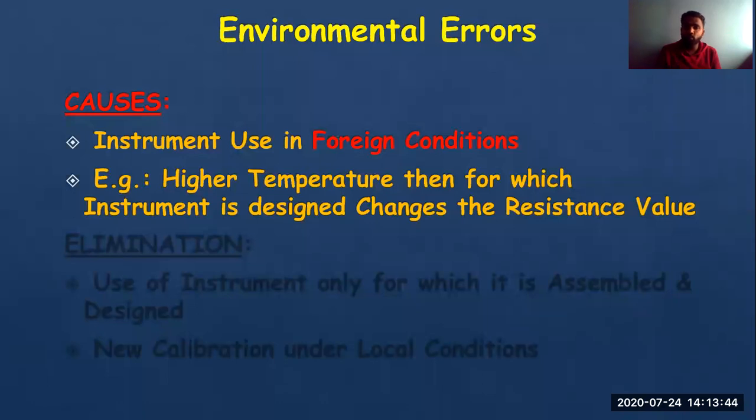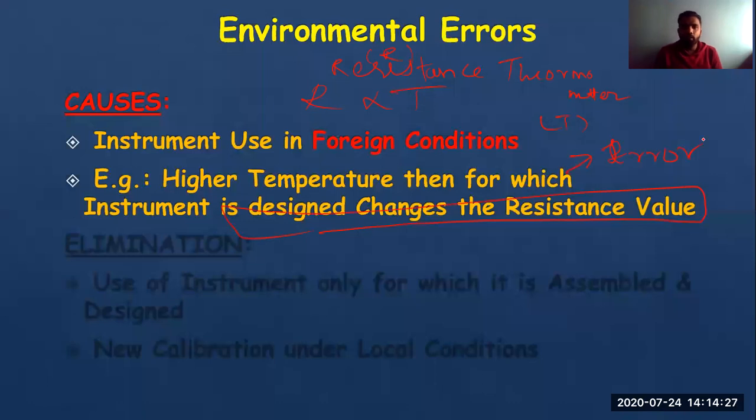What might happen otherwise also is, if you are using your instrument for higher temperature, and suppose that temperature is related to resistance, a resistance thermometer. A basic example is a resistance thermometer which calibrates the value of temperature in terms of resistance change. If you use that instrument for a temperature more than its desired value, its resistance value will also change. If its resistance value changes, it will induce some error into the system.